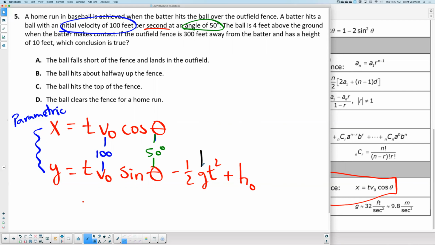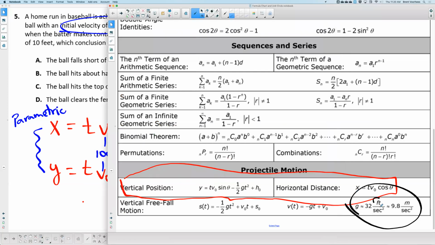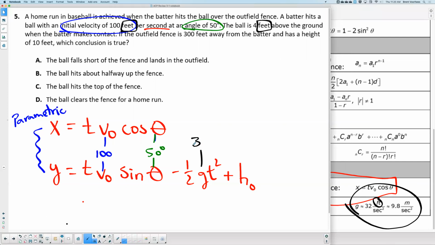We need to know gravity. Now what's important is to check your units all the way across. We're in feet on this problem. So 32. So when you come over here, it's 32 because that is in feet. Great job. That would be 32. And then finally, h0. The h0 is the initial height. What's our initial height? 4. Now, one thing I would add to this is I would graph that as parametric.